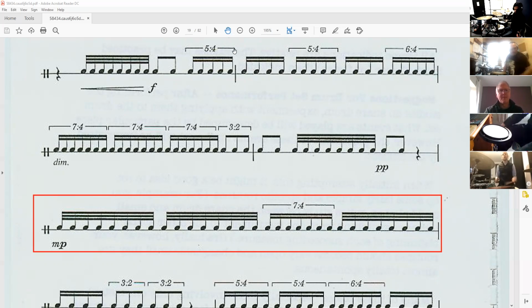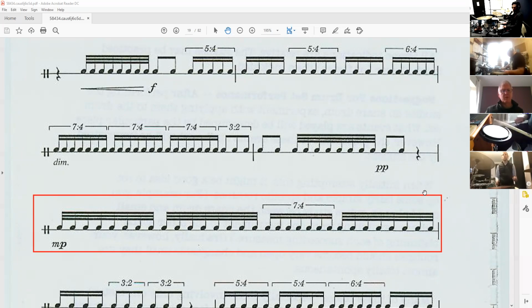Alrighty. Okay, so now let's do the play. One, 2, 3, 4. 1 and the 1 and the 2 and the 3 and the 3 and the 4 and the 4 and the 1, 2, 3, 4. 1 and the 1 and the 2 and the 3 and the 3 and the 4 and the 4 and the 1.